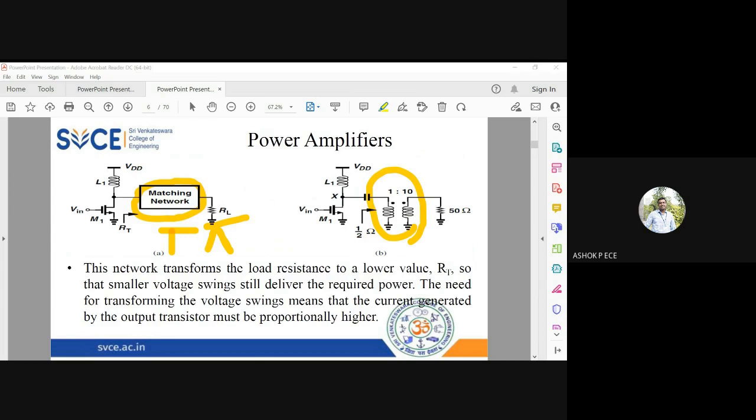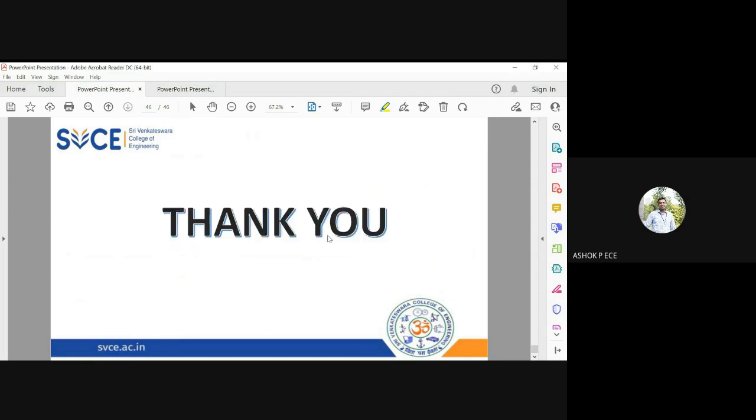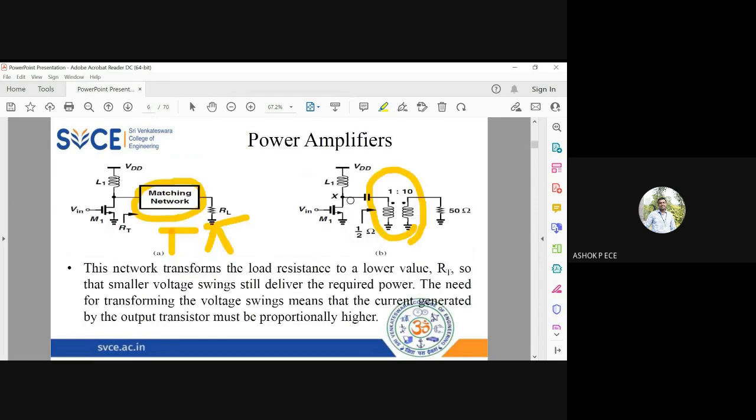And one important matching network, what we know already, is going to be the transformer. So I can use a transformer as a matching network, with primary and secondary winding. Depending on the number of turns in primary and secondary, I can choose what impedance I have to transform. See here, the MOSFET impedance is half ohm, and here you see this 50 ohms. So I have to transform half ohm to 50 ohms. That is why I'm going to use a transformer.